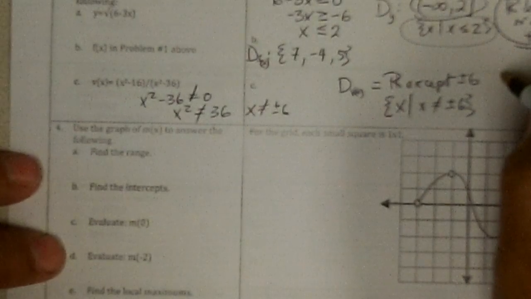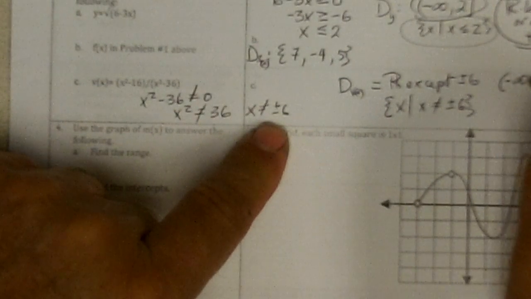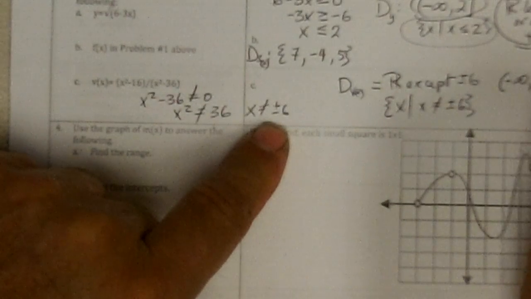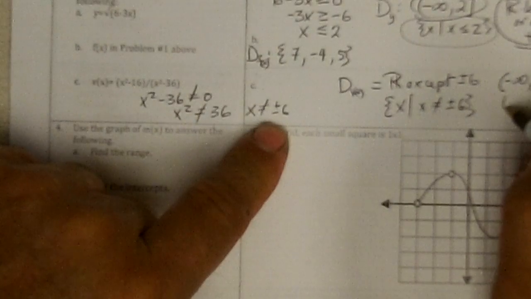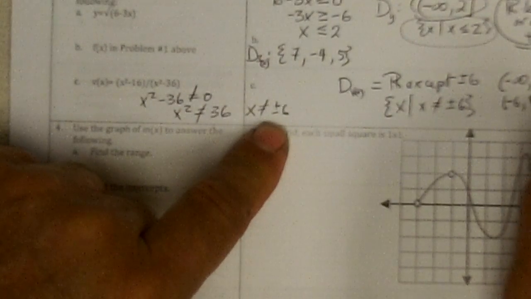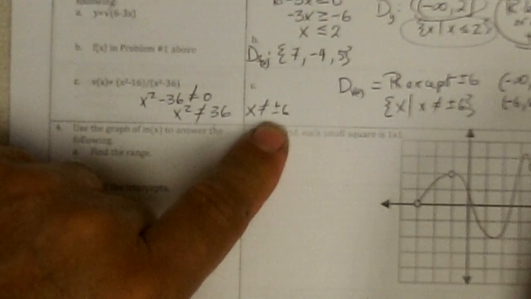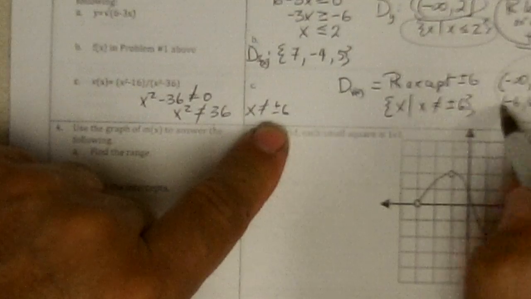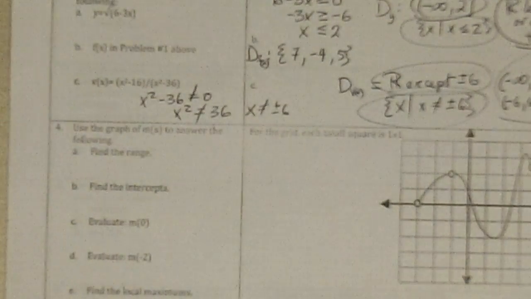Set notation, all x such that x is not equal to plus or minus 6. Interval notation, it would be from negative infinity up to negative 6, not including it, or from negative 6 to positive 6, or from positive 6 to infinity. There's interval notation, set notation, and description.